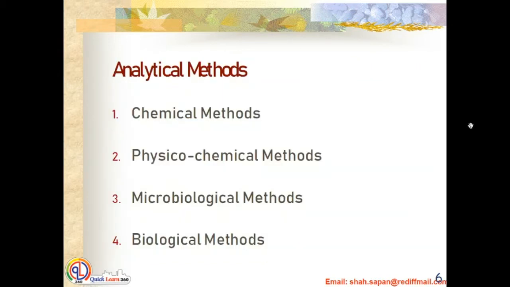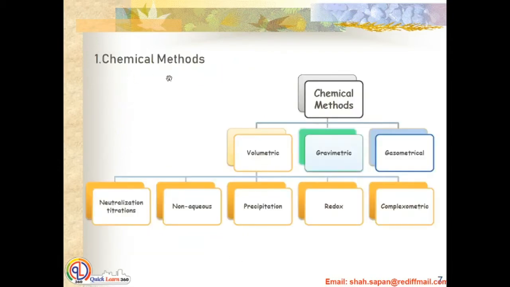Now the analytical methods, specifically the quantitative analytical methods, can be further subclassified as chemical methods, physicochemical methods, microbiological methods, and biological methods. Now the chemical method can be further categorized as volumetric method of determination, gravimetric method of determination, and gasometric analysis. In B.Pharm first year, you have seen, or if you are studying in B.Pharm first year, then you are going to learn various volumetric analytical methods.